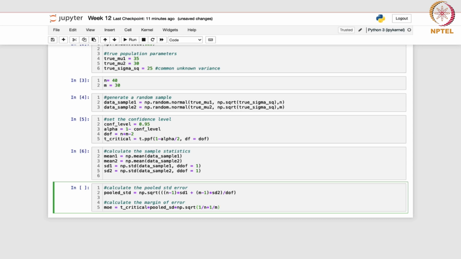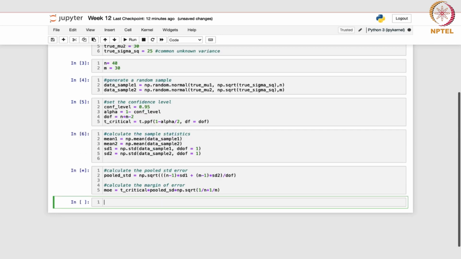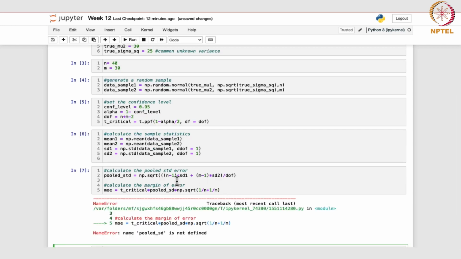Because in the case of the two sample pooled t interval, the confidence interval came out as sample mean x bar minus y bar plus minus t alpha by 2, that is t critical at n plus m minus 2 degrees of freedom, and then we multiplied it with the pooled standard deviation SP into the square root of 1 over n plus 1 over m. So it is pooled STD, not SD.